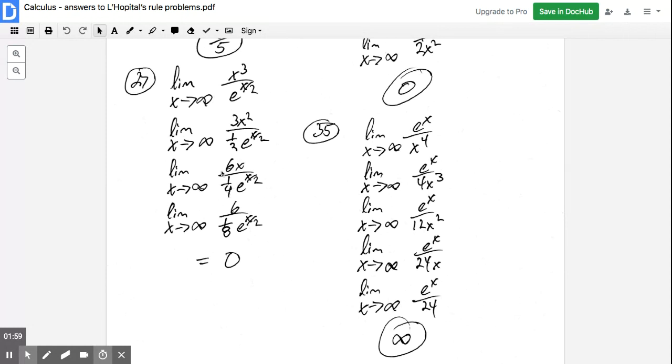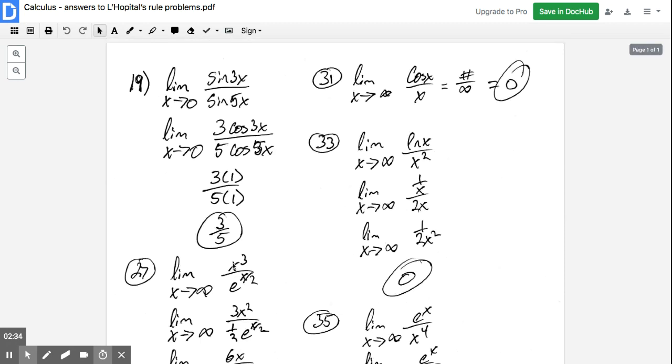I plug in again. Plug in infinity, still get infinity on the top. Plug in infinity on the bottom, I still get infinity on the bottom. So I do L'Hopital's rule again. Derivative of 6x is 6. Derivative of e to the x over 2 is 1/2 e to the x over 2. 1/4 times 1/2 gives me 1/8. I plug in infinity. Nothing to plug into, so that gives me just 6 on the top. Plug in infinity on the bottom, gives me infinity. So 6 over infinity, same thing as 0. So my answer to this limit problem, the limit as x approaches infinity of x cubed over e to the x over 2 is equal to 0.